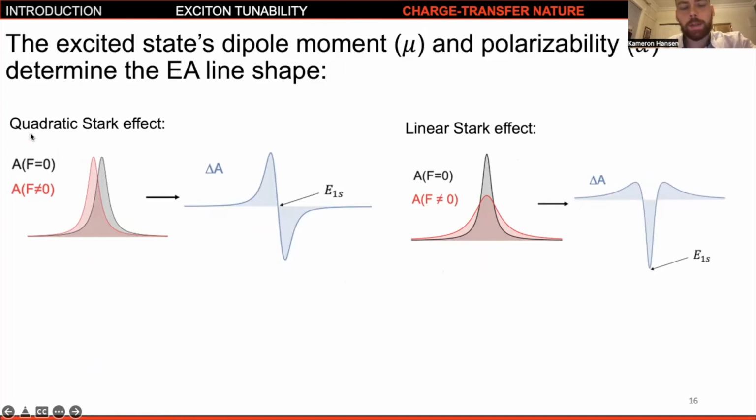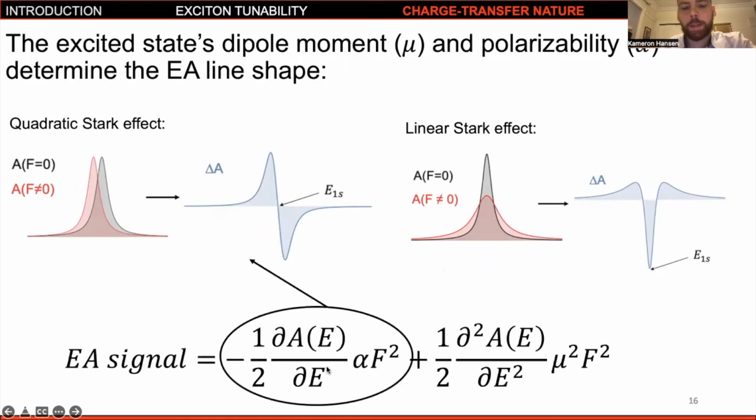So essentially, the exciton peak can shift from the quadratic Stark effect, or it can broaden from the linear Stark effect. And through this, by doing a linear regression fit with our EA signal and the derivatives of the absorption, we can measure the exciton's polarizability and dipole moment.